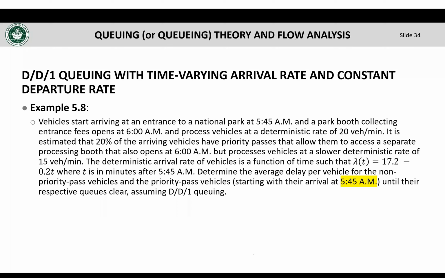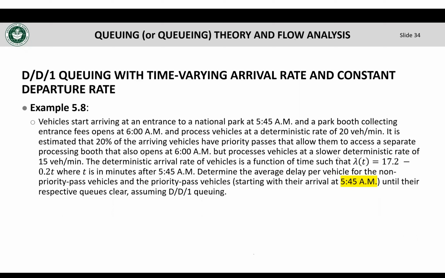The deterministic arrival rate of vehicles is a function of time such that lambda of t, and we typically use the symbol lambda for arrival rates, is equal to 17.2 minus 0.2t. So it's a variable rate. It's something that is changing over time. And this is what I mentioned before, that we have a deterministic rate. Deterministic rate means we can predict the next arrival with certainty, so we claim. But that doesn't mean that that rate is constant. What this problem is telling us is that that rate is a function of time.